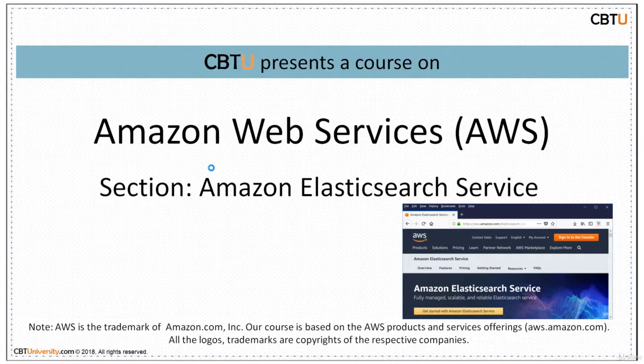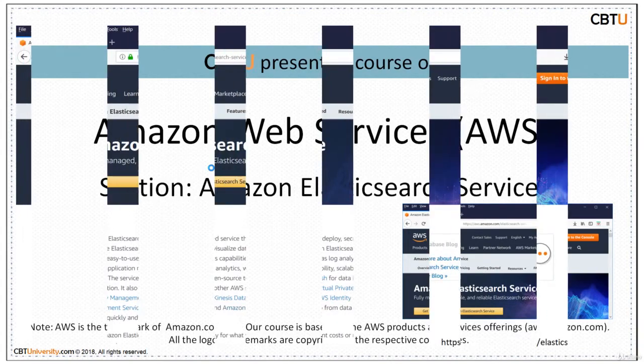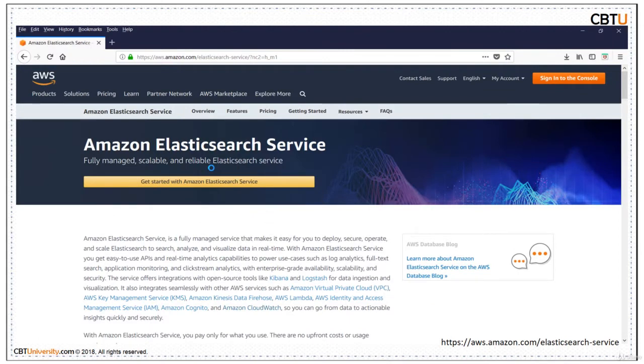Section: Amazon Elasticsearch Service. Amazon Elasticsearch is a fully managed service to search, analyze, and visualize data in real time. It has real-time analytics capabilities to power use cases such as log analytics, full text search, application monitoring, and clickstream analytics. This service offers integrations with open source tools like Kibana and Logstash for data ingestion and visualization.